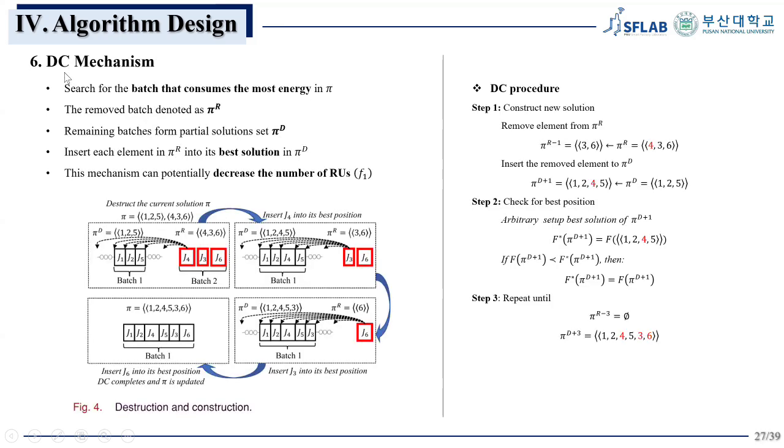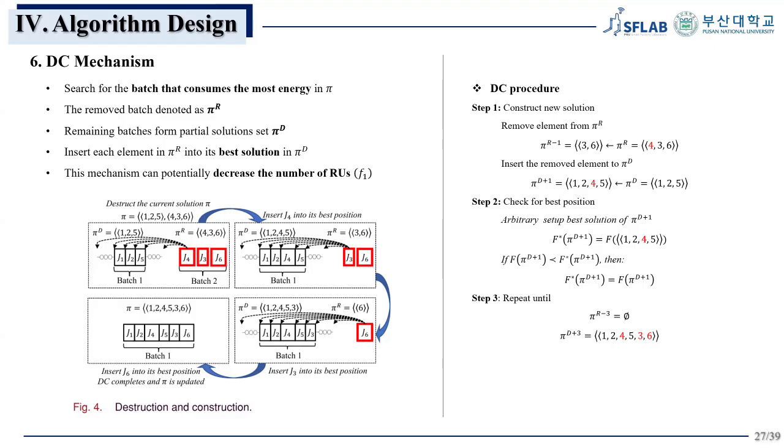The destruction and construction mechanism is the ability to modify the solution into a new one. The procedure is as follows. First, we search for the batch that consumes the most energy in the solution set, and we call it the removed batch, or pi r. The remaining batches form a partial solution set, or pi d. We insert each element in pi r into its best position in pi d. This mechanism can potentially decrease the number of rolling units, which is our primary objective.